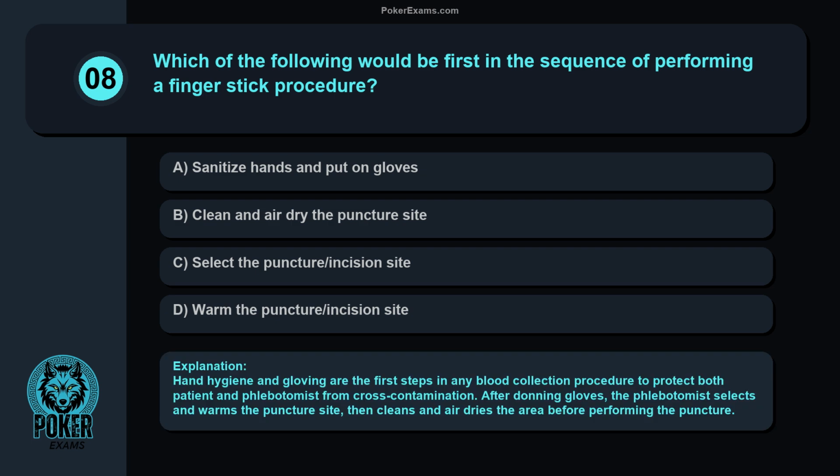Hand hygiene and gloving are the first steps in any blood collection procedure to protect both patient and phlebotomist from cross-contamination. After donning gloves, the phlebotomist selects and warms the puncture site, then cleans and air dries the area before performing the puncture.